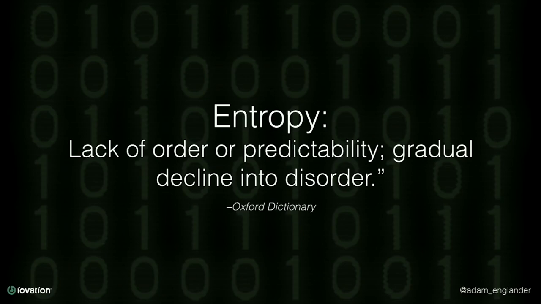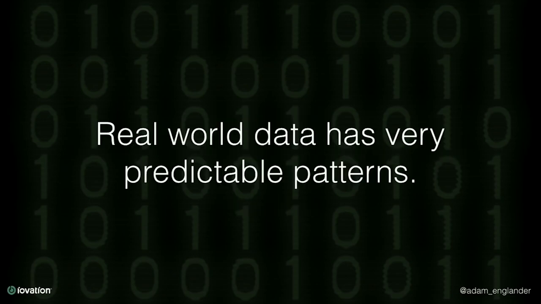And computers are programmed to do the same thing the same way every single time. If a computer does something random, you have a problem. We call those bugs, right? So trying to get computers to do random can be difficult. And real-world data has very predictable patterns, which is why entropy is such a big deal in computing.